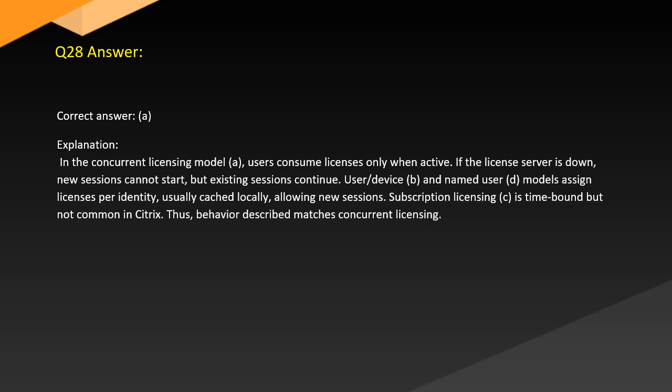Answer. Correct answer: A. Explanation. In the concurrent licensing model, users consume licenses only when active. If the license server is down, new sessions cannot start, but existing sessions continue. User device (B) and named user (D) models assign licenses per identity, usually cached locally, allowing new sessions. Subscription licensing (C) is time-bound, but not common in Citrix. Thus, the behavior described matches concurrent licensing.